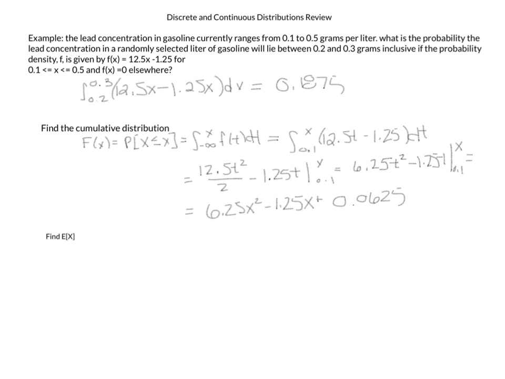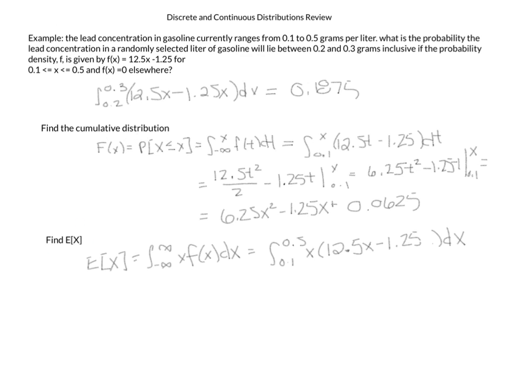Last is to find the expected value of x, which I would do by integrating from negative infinity to infinity x f of x dx. Again, all values of x times their probability, their weights, so from 0.1 to 0.5, x times f of x dx. And if you do all the calculation, it should be equal to 0.3667.